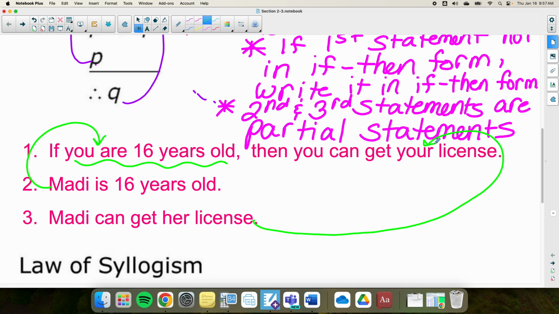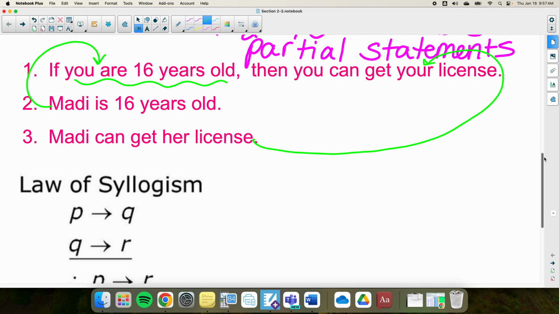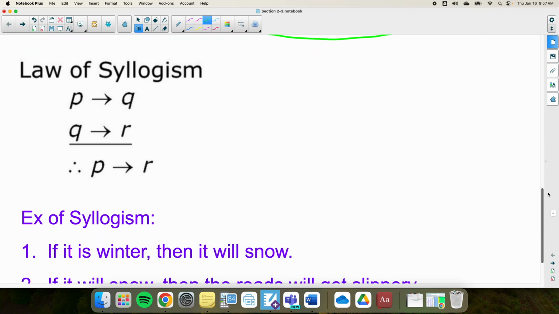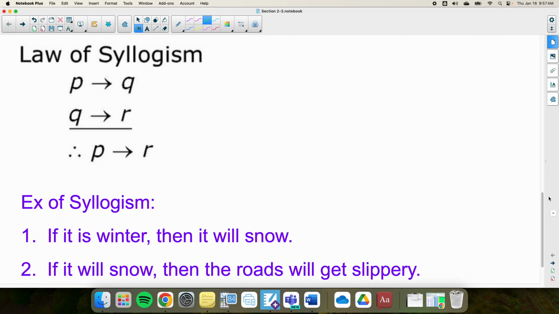Okay, it can't be the opposite. They will try to trick you today, and they'll have the second one refer back to the end and the third one refer back to the beginning. It can't work that way. Second has to go back to the beginning. Last one goes back to the end. Then we have something called the Law of Syllogism, and in this one you want all three, or I should say need, to be in if-then form.